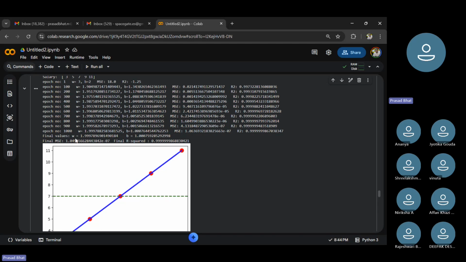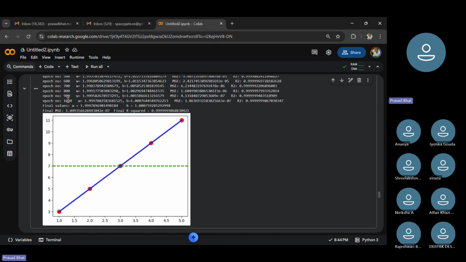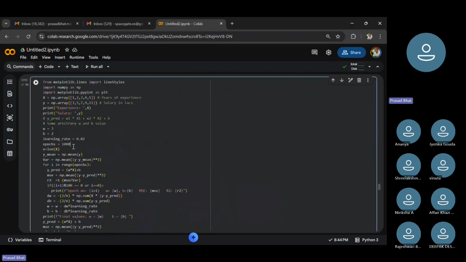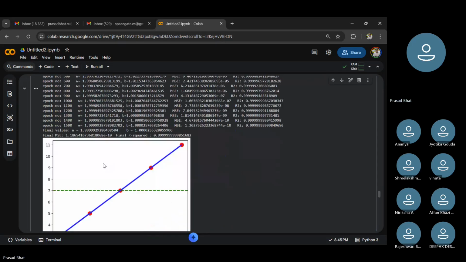So now after 1000 epochs, our algorithm is actually arriving at that particular value. Let's increase it a little more, maybe 500 more. Look at the MSE. It reduced even more, 10 to the power minus 10. And here the nines have actually increased, right?